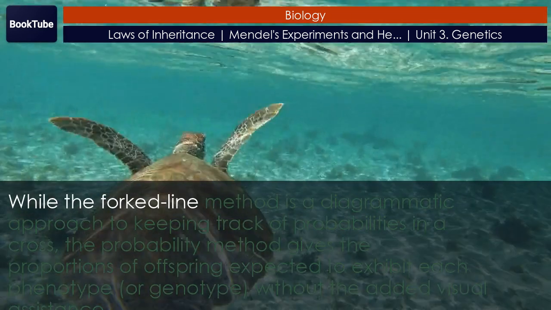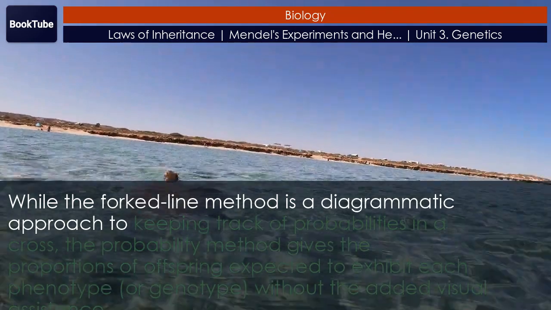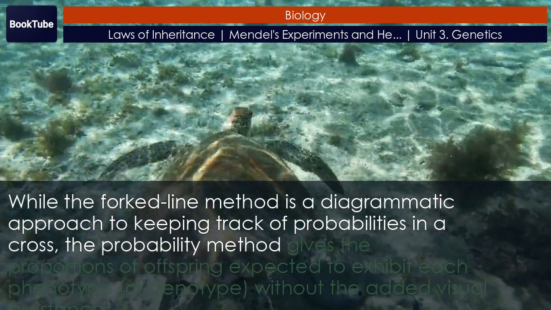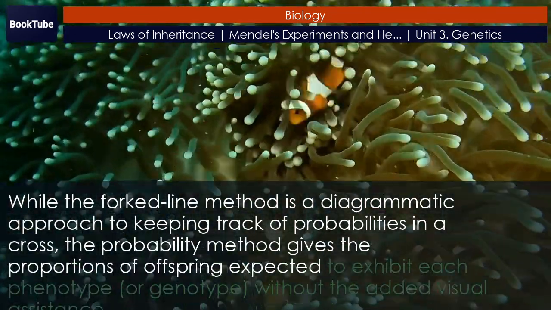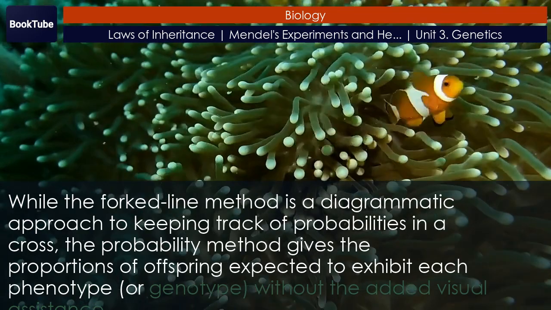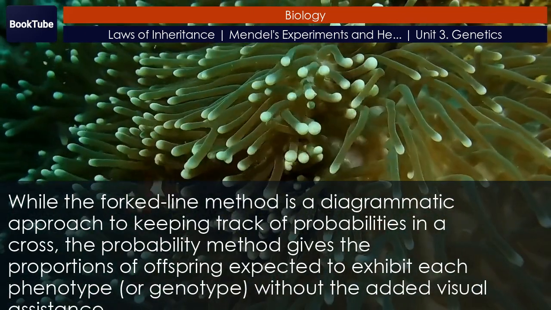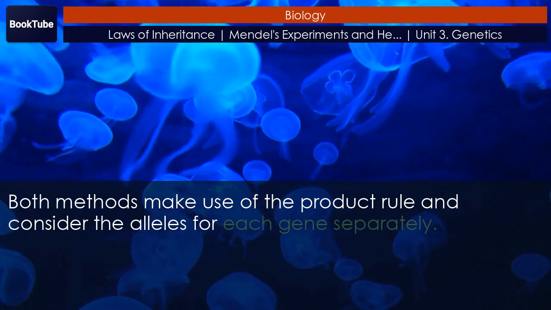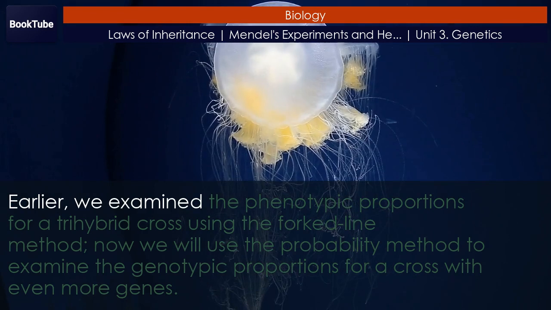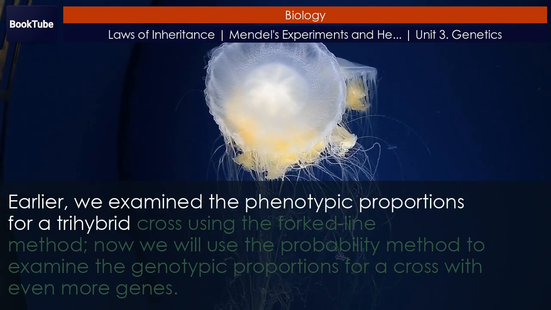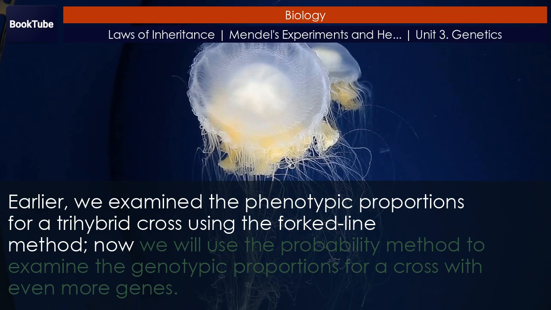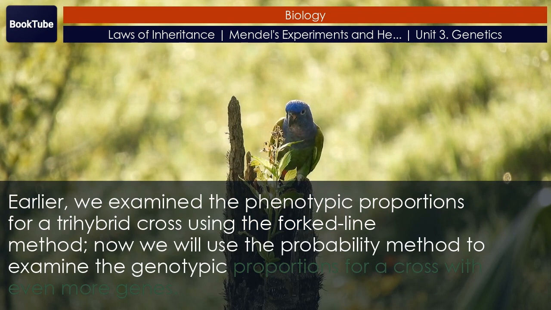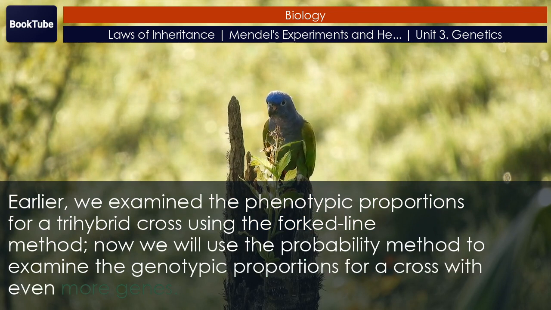Probability method. While the forked line method is a diagrammatic approach to keeping track of probabilities in a cross, the probability method gives the proportions of offspring expected to exhibit each phenotype or genotype, without the added visual assistance. Both methods make use of the product rule and consider the alleles for each gene separately. Earlier, we examined the phenotypic proportions for a trihybrid cross using the forked line method. Now we will use the probability method to examine the genotypic proportions for a cross with even more genes.